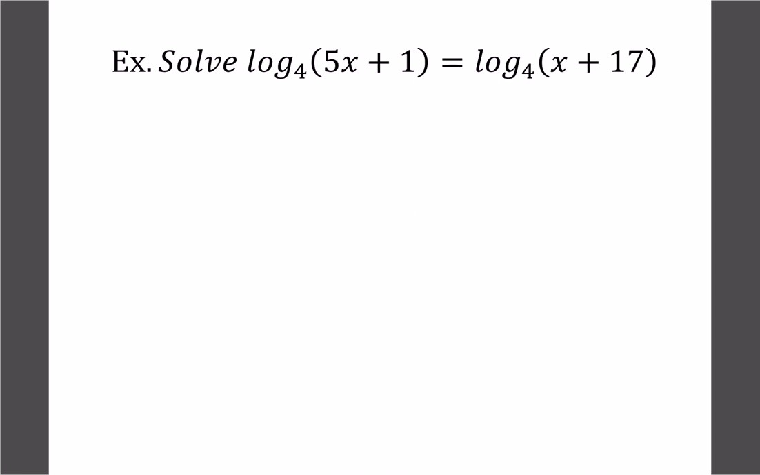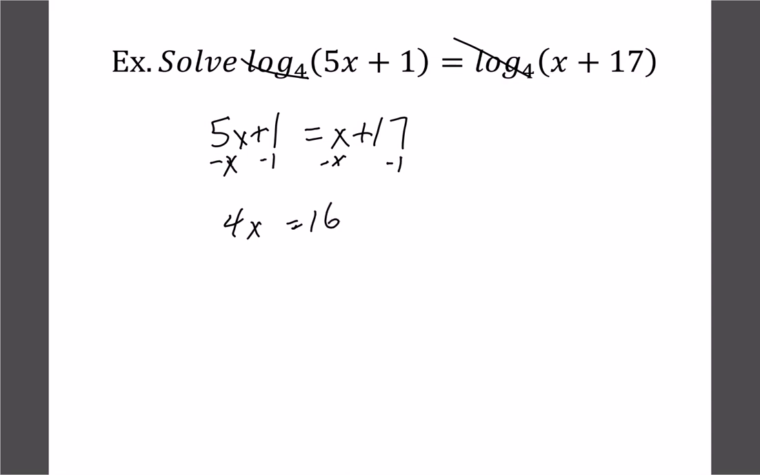Okay, let's go through a few examples to see what we would do. Our first strategy is get a single log. In this case we have just a log on both sides, so that's good. Our second strategy is if the bases are the same, then that's good. We have log base 4 on both sides, so we ignore them. That means 5x plus 1 has to equal x plus 17. To solve it, subtract x on both sides, so we get 4x. Bring the 1 to the other side, it equals 16. Divide by 4, and we're done. So x equals 4.